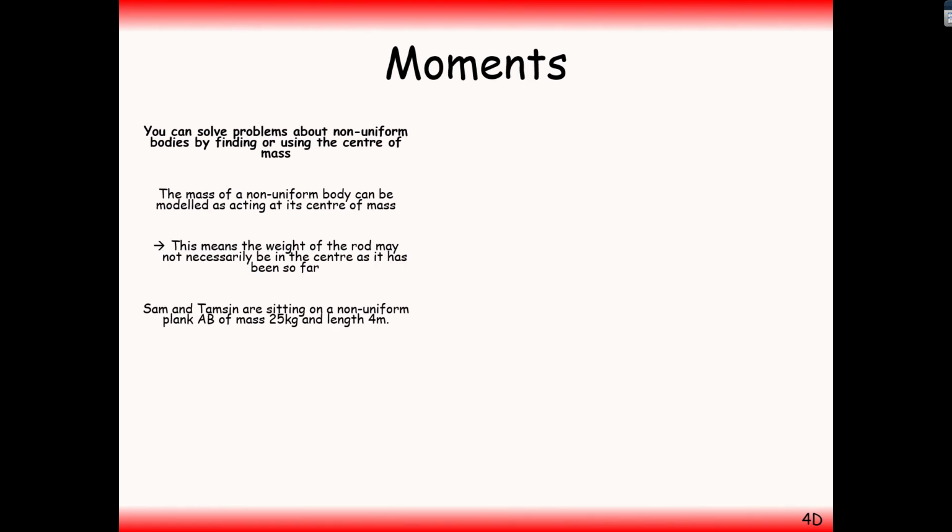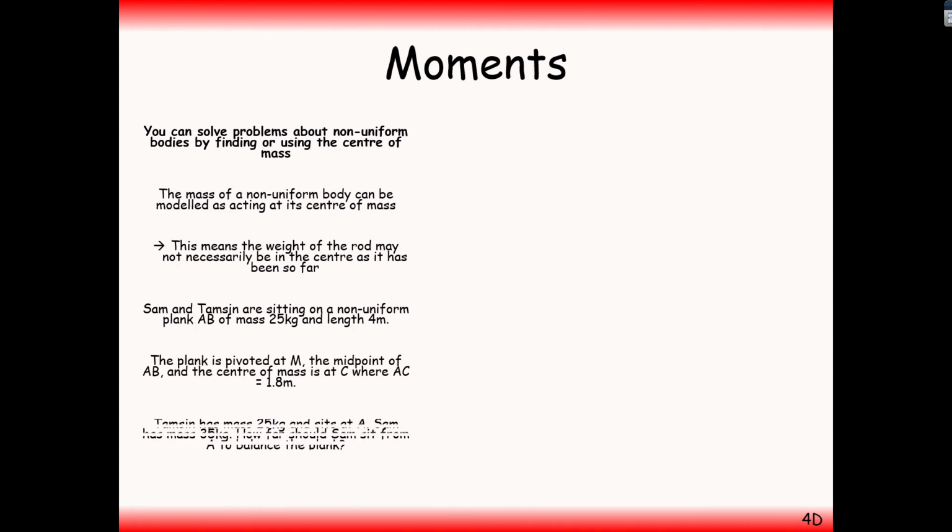Okay, so here's our first example. Sam and Tamsin, they're sitting on a non-uniform plank, AB, practicing their social distancing. The plank's mass is 25 kilograms and the length is 4 meters. There's a pivot on our plank, and all of this is going to go on the picture in a second. M is at the midpoint, that's where the pivot goes, and the centre of mass isn't in the midpoint, it's off to the left, where AC is 1.8 meters.